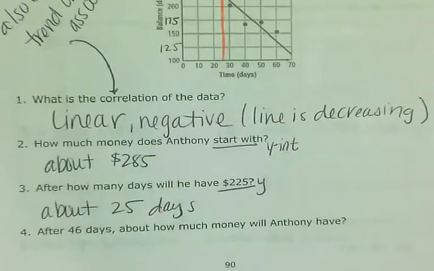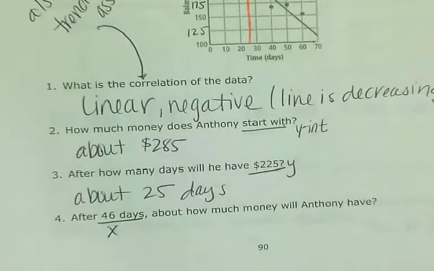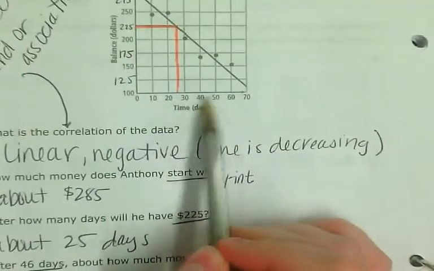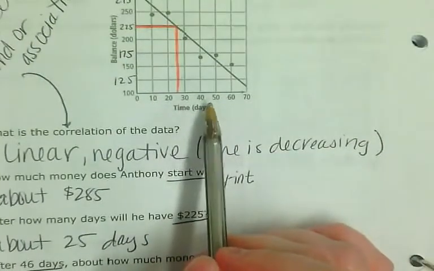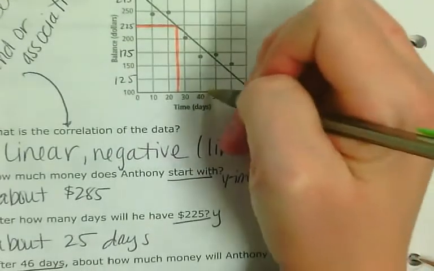All right, then the last one. After 46 days, how much money will Anthony have? So 46 days, is that an X or a Y? X. That's an X. So now, I'm going to use a different color. If you don't have a different color, that's fine. I'm going to go to the X-axis to 46 and trace up until I hit the line. So where would 46 be? Just below 175. In between the 40 and the 50, so about in the middle.